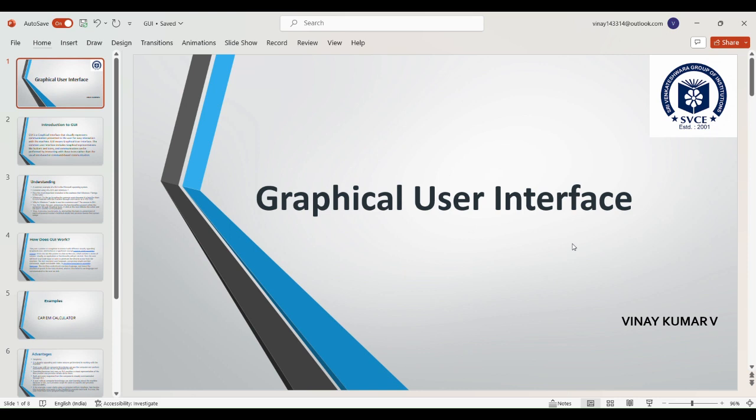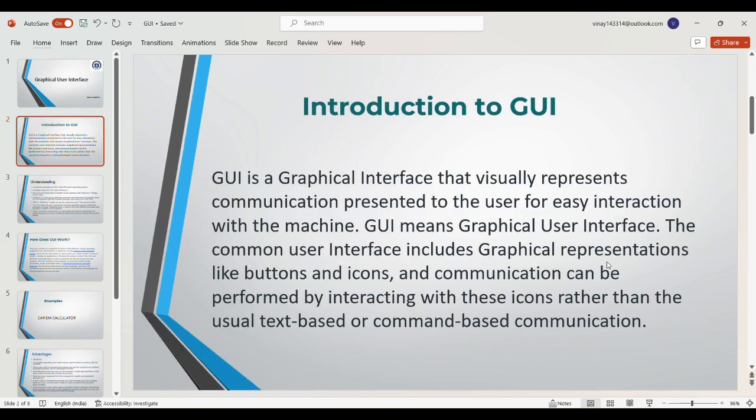Today our topic is graphical user interface. Let's see what is graphical user interface and how it is used. Starting with the introduction of the GUI, that is graphical user interface. GUI is a graphical interface that visually represents communication presented to the user for easy interactions with the machine.